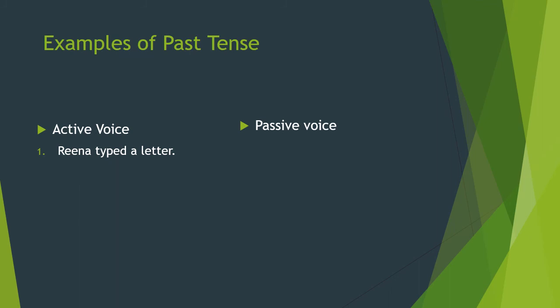Now, subject and object as usual you need to exchange. So here in passive voice, the subject will be a letter which is singular. So the verb should be was typed and object will be by Reena. So in passive voice, the sentence will be a letter was typed by Reena.